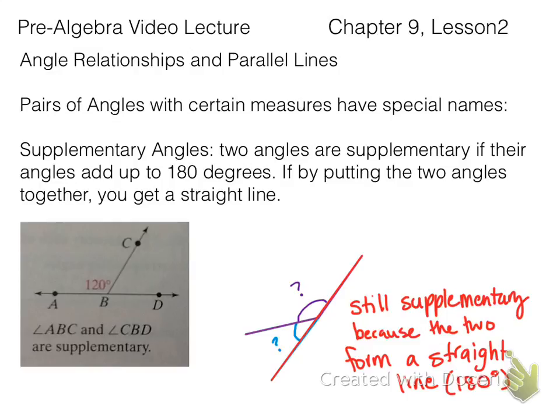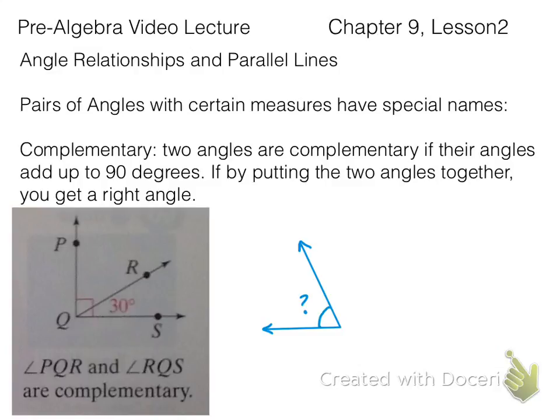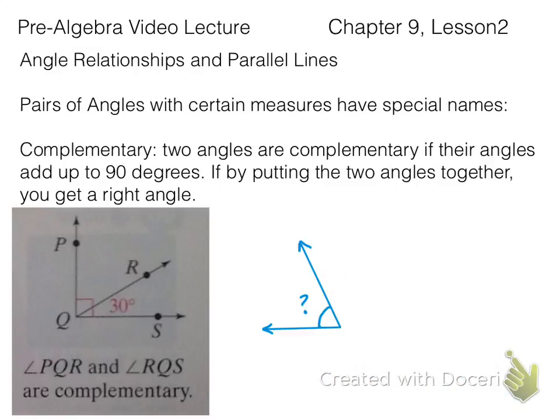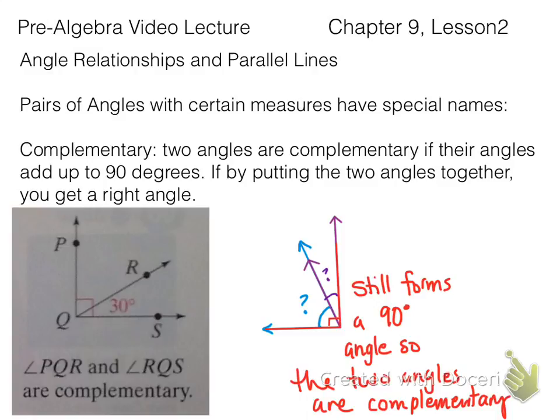Right angles next. Complementary angles are two angles that when you put them together give you a 90-degree angle. So if I take this unknown angle and I add another angle to it and they form a 90-degree angle, it means that the original two angles, the blue angle and the purple angle, are complementary together because together they form a 90-degree angle.